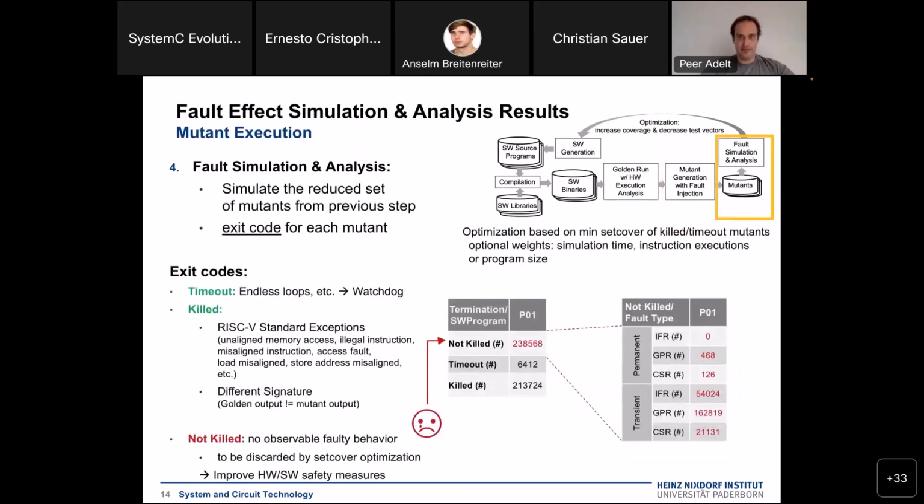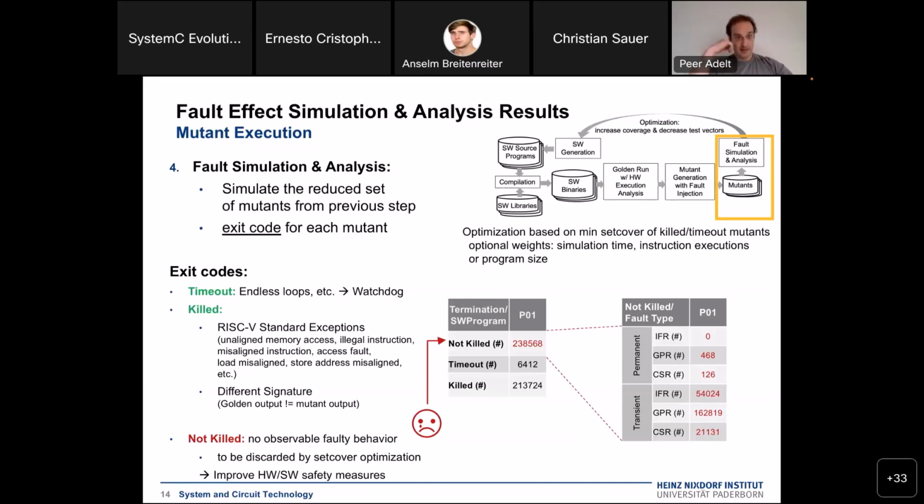And coming to the fourth step, which is fault simulation and analysis. In this step, we simulate the list of mutants that we had generated in the previous step, and which was also reduced in that step. And we monitor then the exit code for each mutant. So coming back to the very first slide where we have the test benching, we have now as input a test software, and we simulate the test software for each and every mutant that we still have after the reduction. And then we monitor the exit code behavior and store all that in a database.